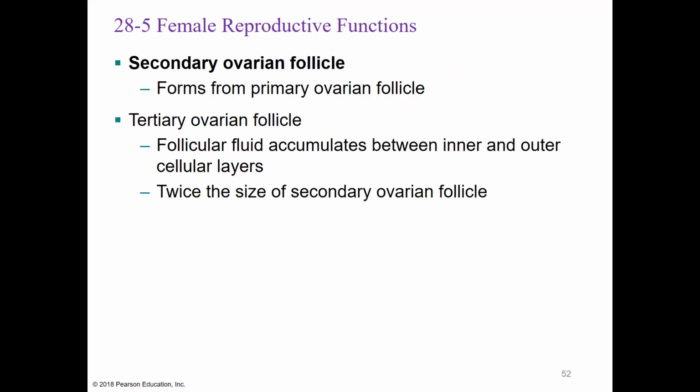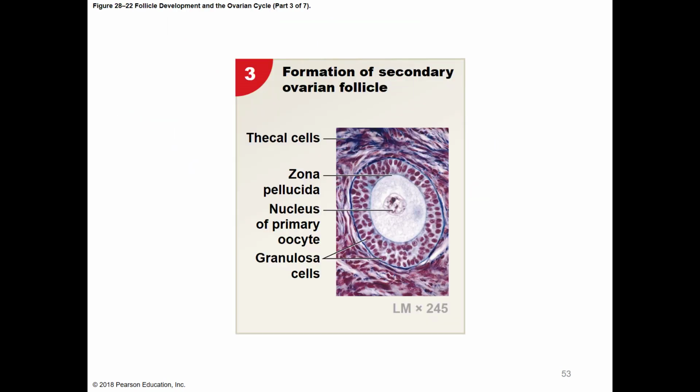And from here, we will go to the tertiary ovarian follicle. In the tertiary ovarian follicle, we're going to see follicular fluid accumulate between the inner and outer cellular layers of the follicle. And this is going to become quite large. It's going to be twice the size of the secondary ovarian follicle that we just looked at.